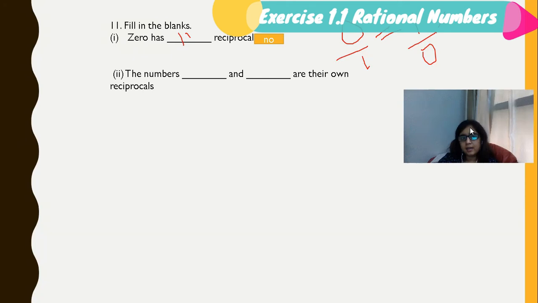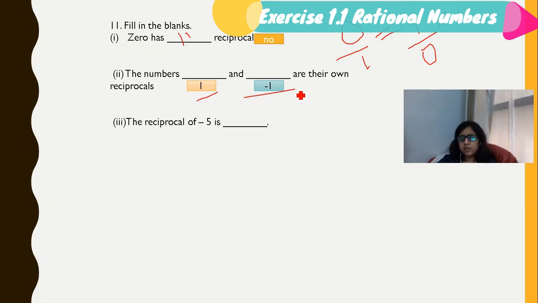So our second part is, we have to find the numbers which are their own reciprocal. We have just solved this, that is 1 and minus 1, because if you solve these two numbers, you will get the same answer, which are equal to their reciprocals.